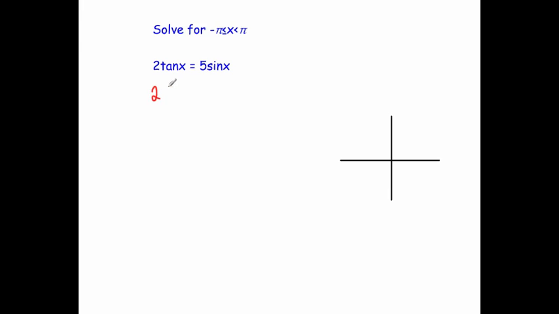So let's call it 2 sine x over cos x equals 5 sine x. Now, don't divide through here by sine x. It's very bad to divide by a variable. So what we should do is bring the cos x up. So that would be 2 sine x equals 5 sine x cos x.